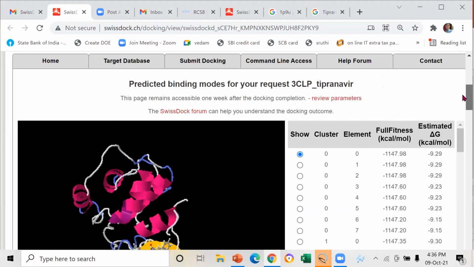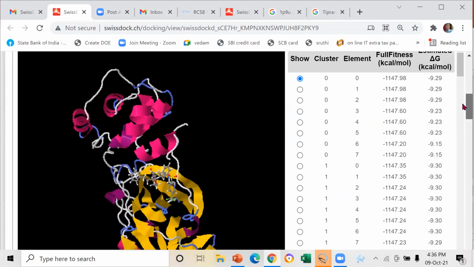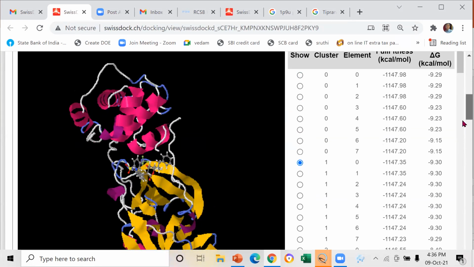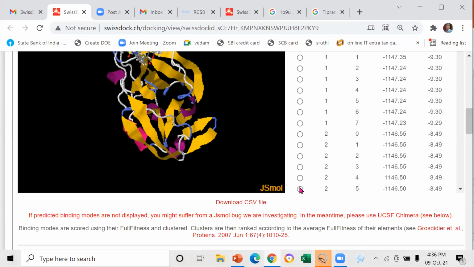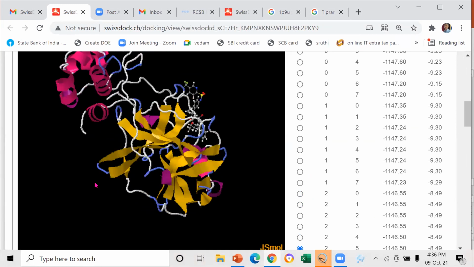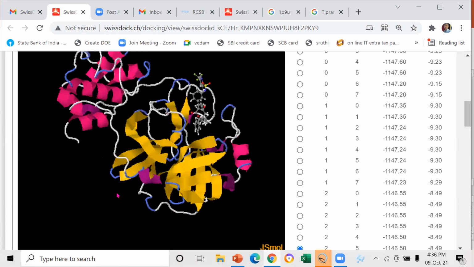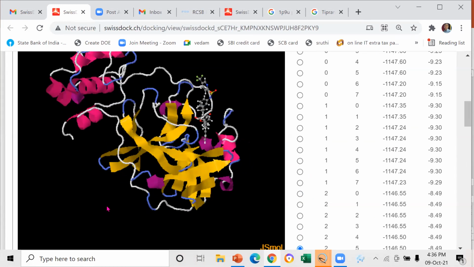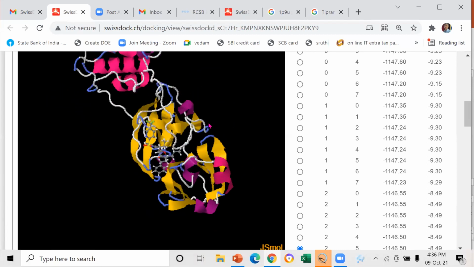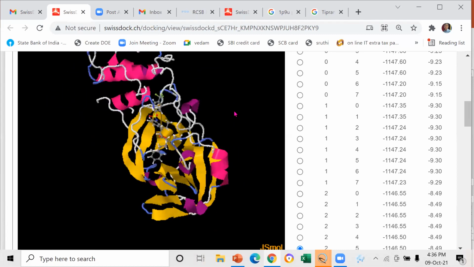Energy, look at the best one, minus 9.29, cluster 0, very close. Then click on it, and it goes to a different place. You can see different locations. So the software will put the ligand in different locations and then try to see. They are in completely different locations. This is tripinavir. Are you able to get it in different locations?